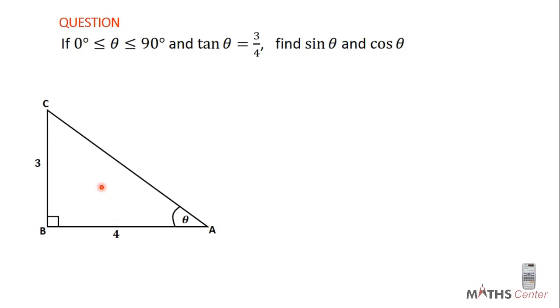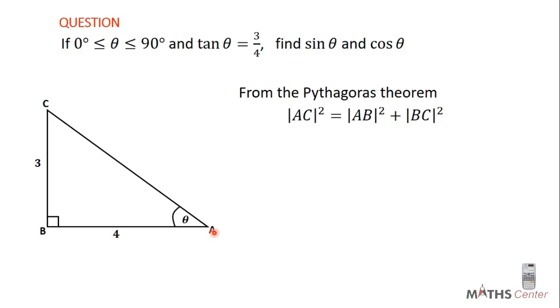This is a right-angled triangle. We are going to use the Pythagoras theorem to find AC. If we apply the Pythagoras theorem on this right-angled triangle, we are going to have AC squared is equal to AB squared plus BC squared, because AC is the hypotenuse, or the longest side, or the side facing the right angle. So AC squared is equal to AB squared plus BC squared.